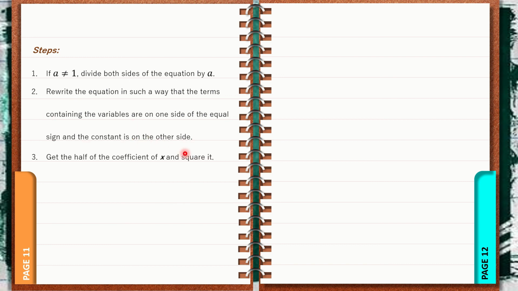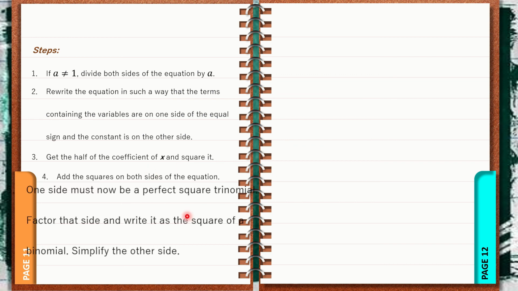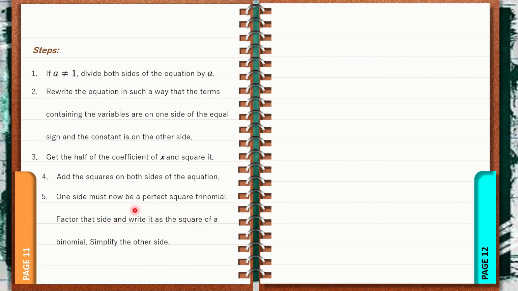So get half of the coefficient of x and square it. Add the square on both sides of the equation. One side must now be a perfect square trinomial. Factor that side and write it as the square of a binomial. Simplify the other side. And last, apply the square root property to find the solution.